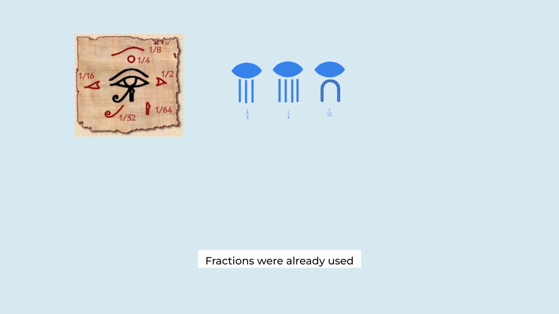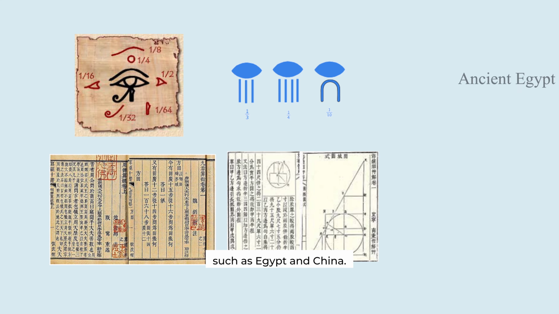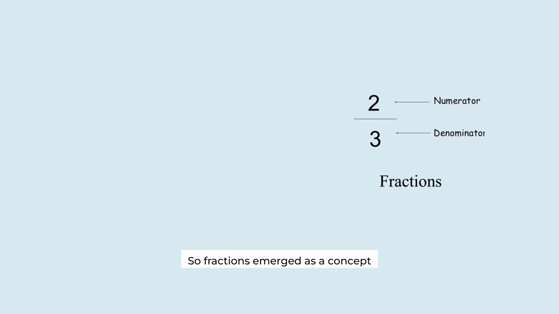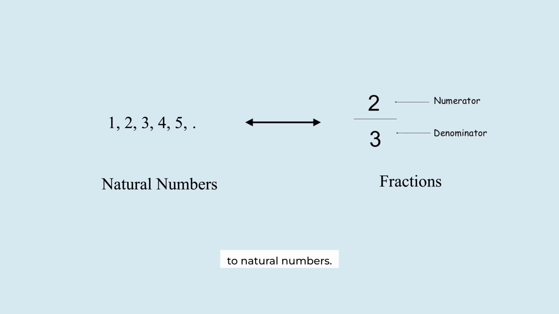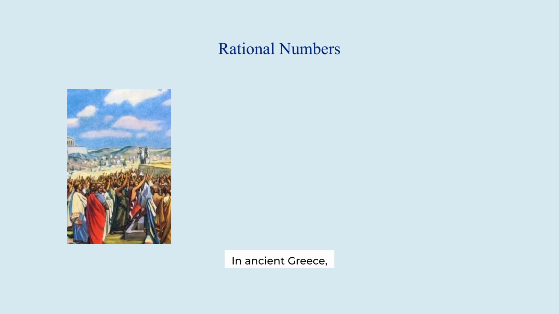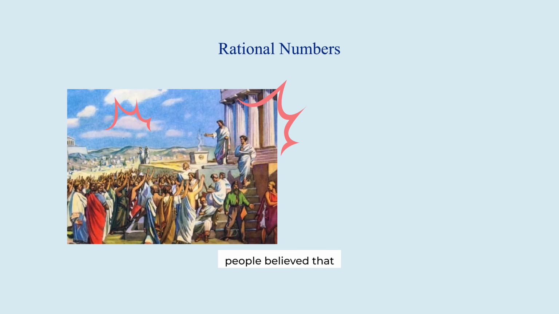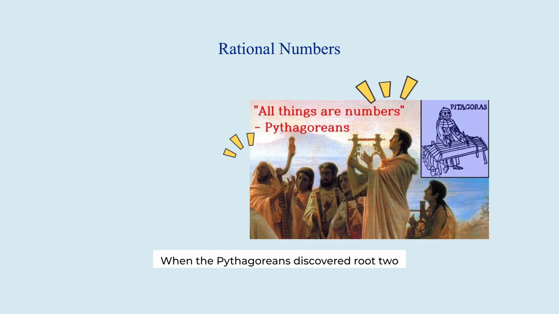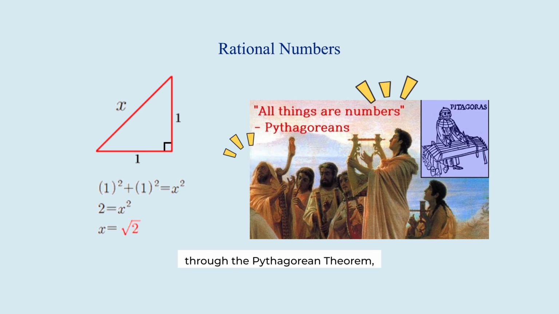Fractions were already used in ancient civilizations such as Egypt and China. So fractions emerged as a concept that stood opposite to natural numbers. Now, what about rational numbers? In ancient Greece, people believed that every number could be described as a natural number or a ratio of two natural numbers. But when the Pythagoreans discovered root 2 through the Pythagorean theorem, everything changed.